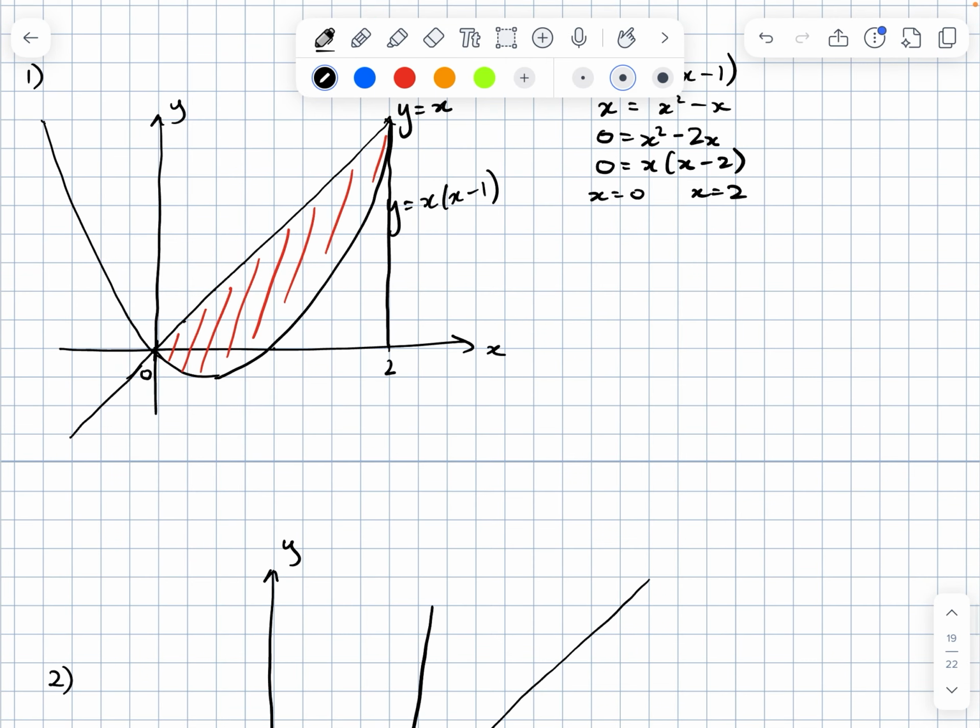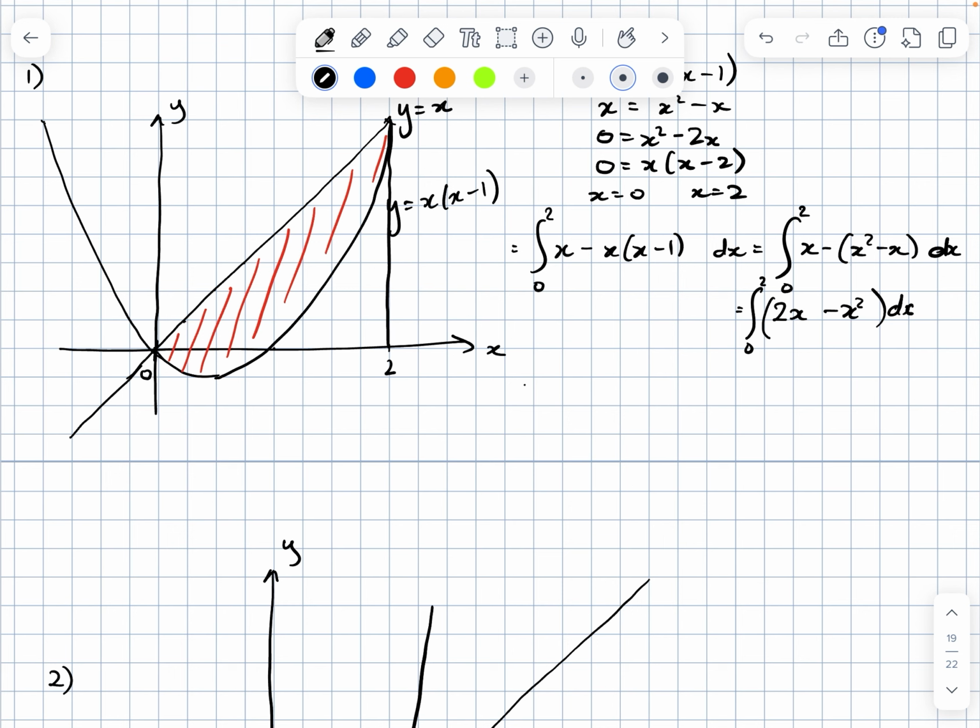Now that we have our limits, we can integrate. We know that in this entire red area, the line y equals x is on top, so that will become first. So we get the integral between 0 and 2 of x minus (x squared minus x), which becomes the integral between 0 and 2 of x minus (x squared minus x). I'm going to put that in brackets just so I don't make any silly mistakes with my negatives, which is finally the integral between 0 and 2 of x minus negative x is 2x minus x squared dx.